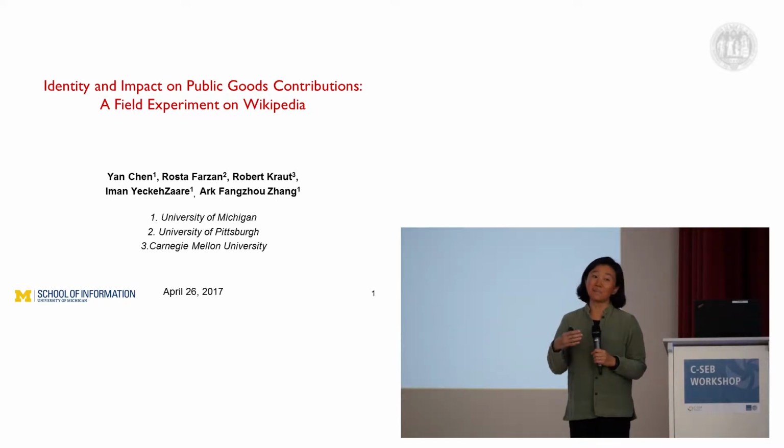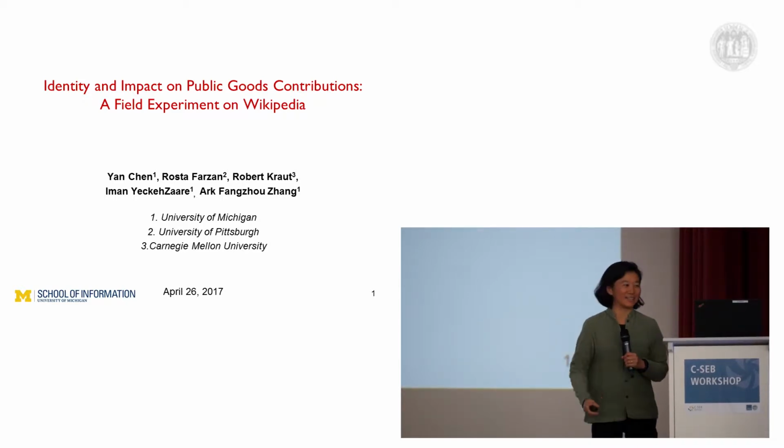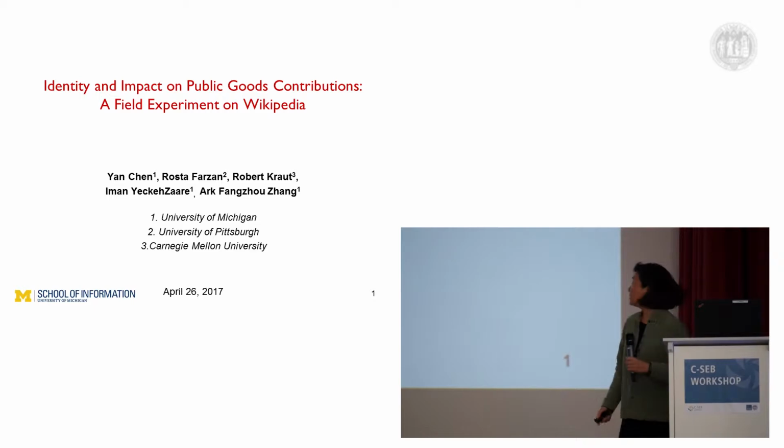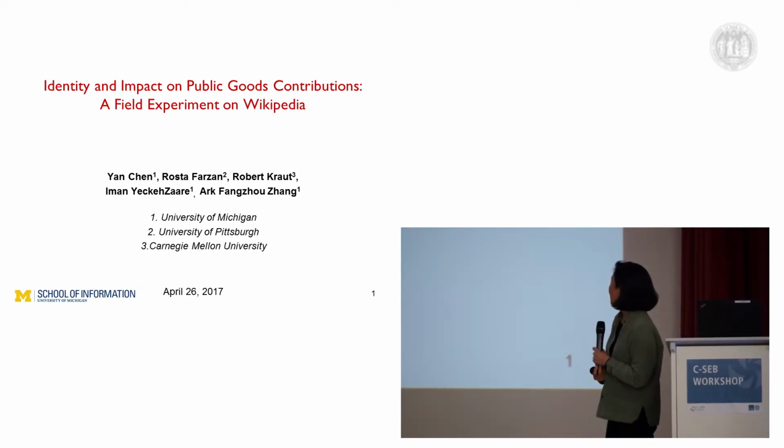Connecting to the last talk, my name is also really easy to pronounce, so I should get lots of trust from people. So I'm going to talk about a paper that's joint with a social psychologist, Bob Kraut, an information scientist, Rasta Farzan, and two of our graduate students, Iman Yakazari and Ark Chen.